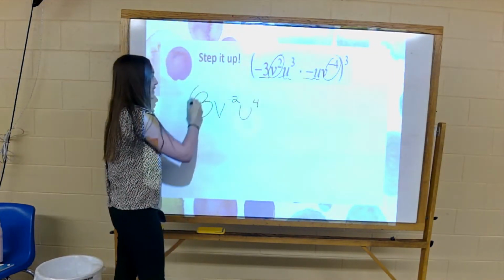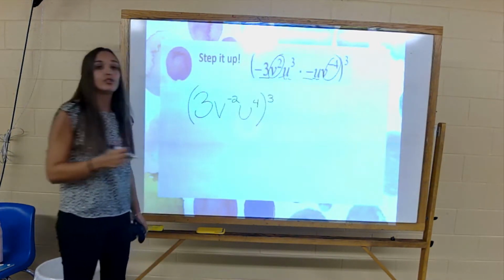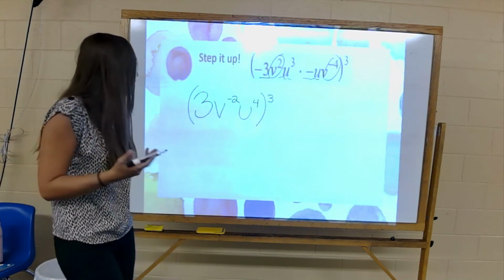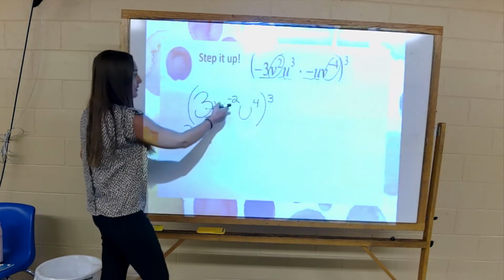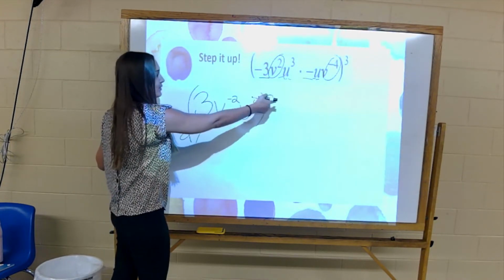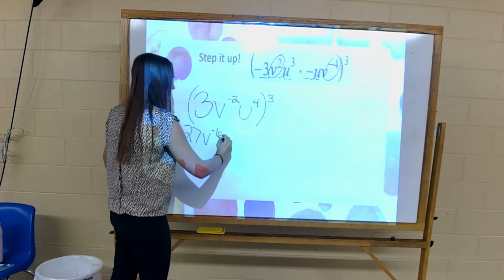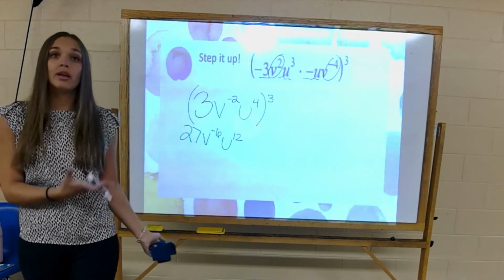And now we have to apply our power rule. We're going to put it to the 3rd power. So we're going to do 3 times 3 times 3 because our coefficient gets raised to that power. So 3 times 3 times 3 is 27. We multiply our exponents. So negative 2 times 3 gives me negative 6. And 4 times 3 gives me 12. Now we are left with this answer.